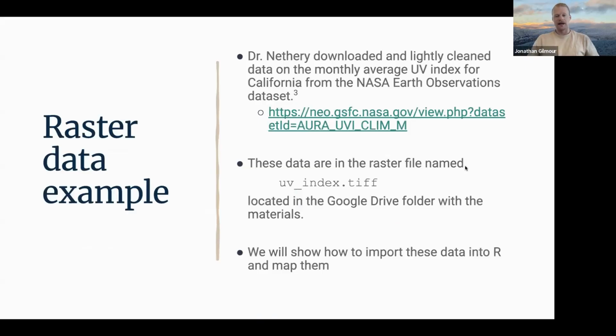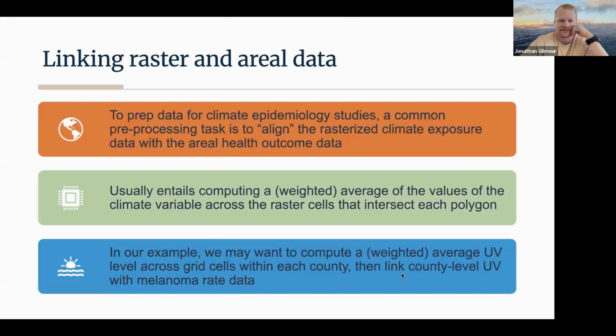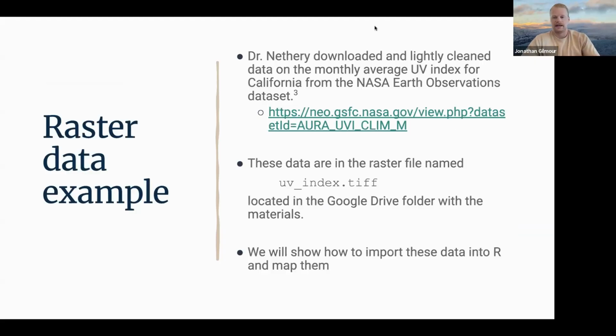So, a raster data example. We grabbed monthly average UV index for California from the NASA Earth Observatory's data set. These are in the uvindex.tiff raster file in the Google Drive. And this should say Python. We will show how to import these data into Python and map them. So let me actually pause here, go back to the script.